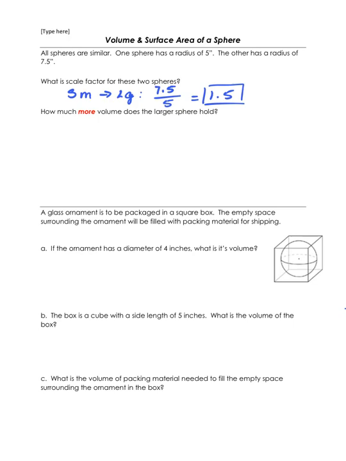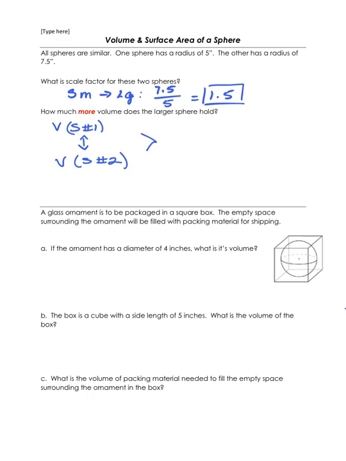So we can figure out a scale factor for 2 spheres just like we would figure out a scale factor for two-dimensional figures, or maybe 2 cubes or 2 rectangular prisms, all right? So the next question says, how much more volume does the larger sphere hold? Well, we could go ahead and calculate the volume of sphere number 1, and we could go ahead and calculate the volume of sphere number 2 and compare them to each other. But we can also do this based on scale factor.